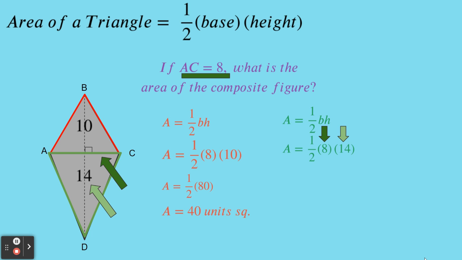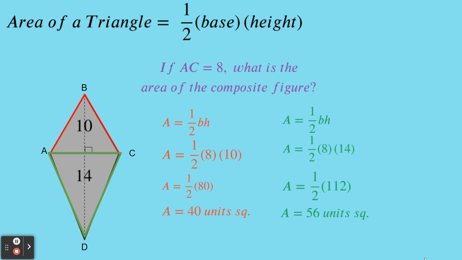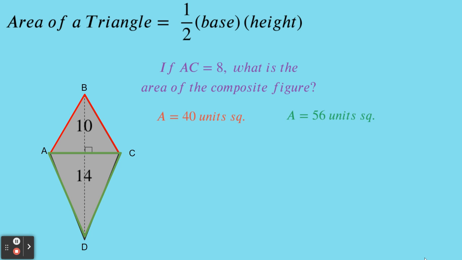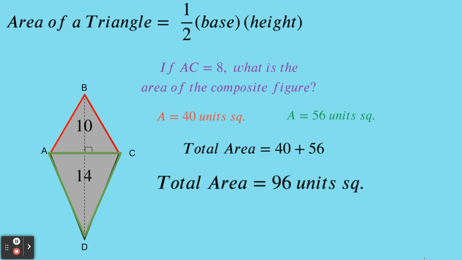So 1/2 times 8 times 14. I'm going to go ahead and multiply 8 times 14 first. And 8 times 14 is equal to 112. So half of 112 is going to be equal to 56 units squared. So now that we have that red triangle and we have the area of that green triangle, because it's a composite figure, we're going to take those two numbers and now we're going to combine them by adding them together. So 40 plus 56 means that our composite figure has a total area of 96 units squared.